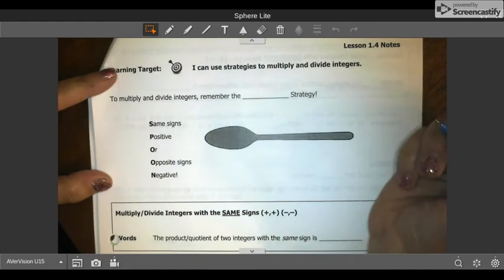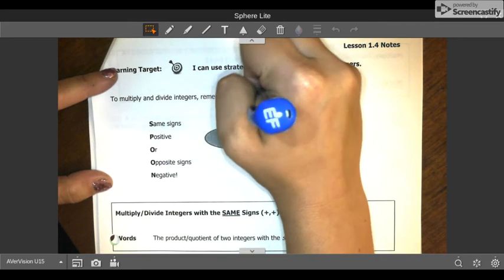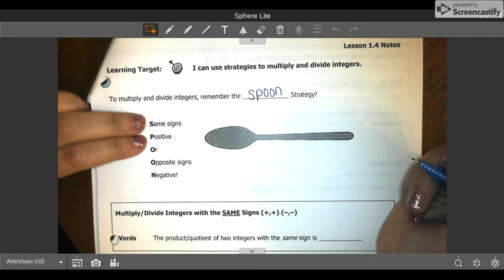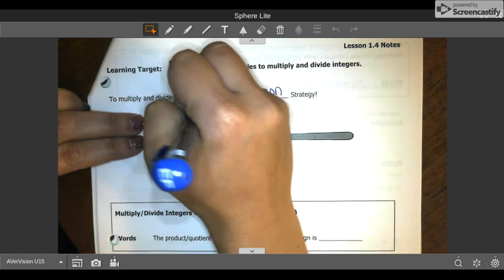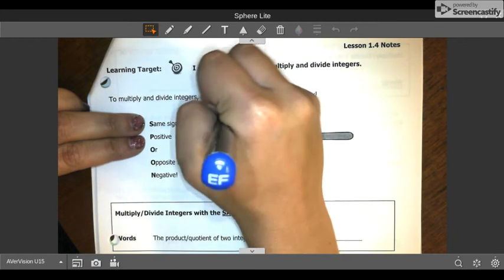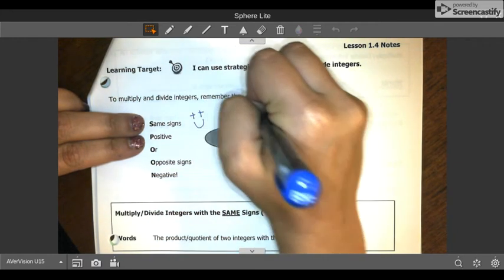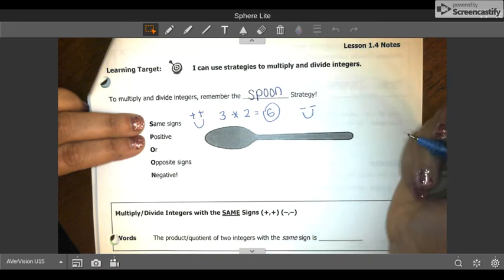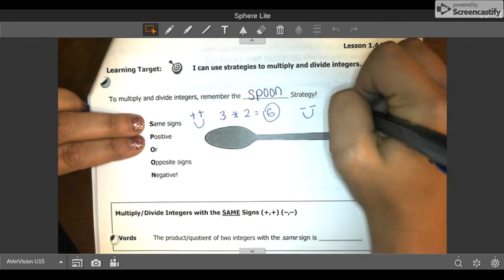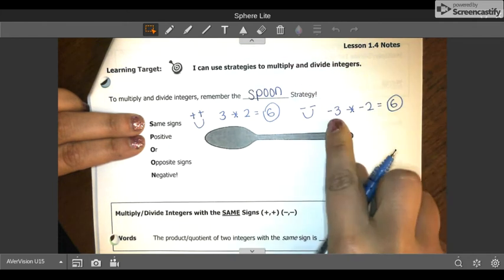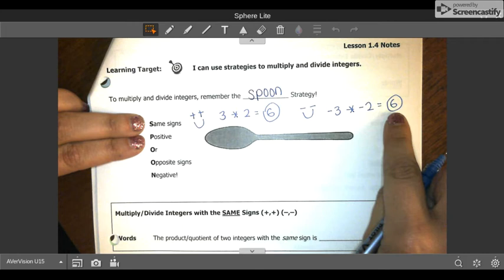To multiply and divide integers, remember the spoon strategy. If the integers have the same signs, your answer will be positive. So if you're multiplying two positive numbers together, your answer will be positive, like 3 times 2 is positive 6. If you multiply two negative numbers together, your answer will also be positive. Negative 3 times negative 2 is positive 6.